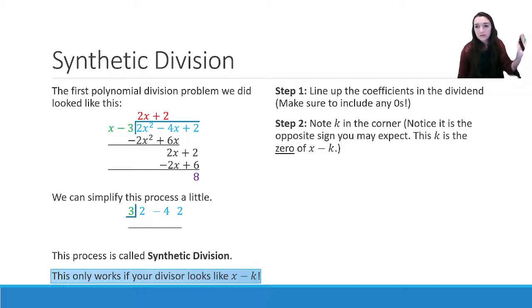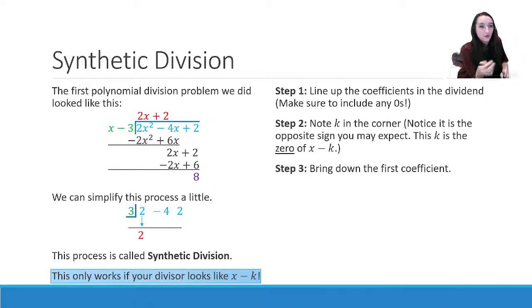Alright, so once we have our synthetic division set up, again, we didn't do any of this work yet. All we've done was set it up based on having one polynomial over another. Now we can go through our next step. First, we bring down the first coefficient. So I take this 2 and I just bring it down below this little line. That's all. No matter what number that was, I just bring it down to the bottom. I don't do anything to it.